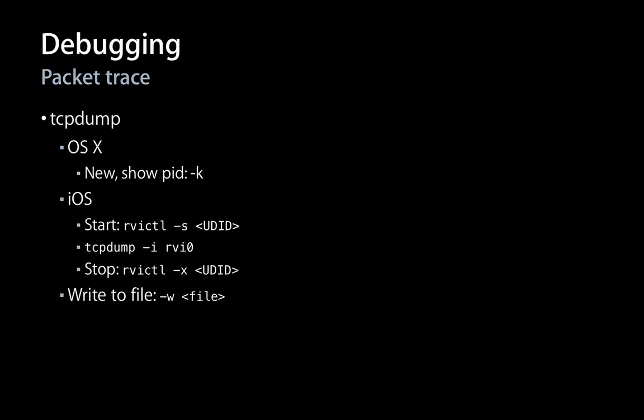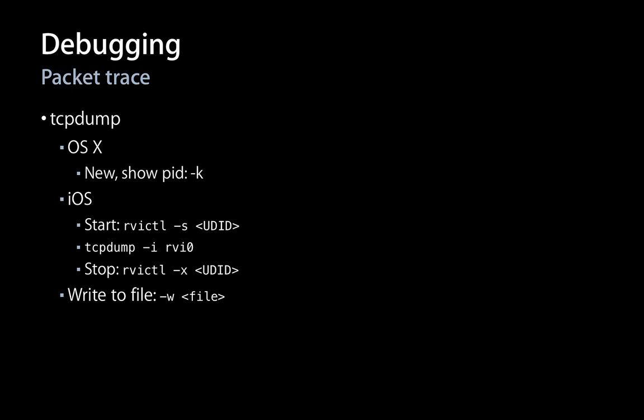Another really important technique is actually using tcpdump to look at your packet traces. We have a new feature in Mountain Lion. With tcpdump, you can show the process ID of the process that generated the traffic. You can use the -k option to do that. If you're using -k with the -w option to write all of the packets out to a file, you can run into some problems, as -k does use a new libpcap next generation format, which may not be compatible with other things. So be careful if you're using -k with -w.